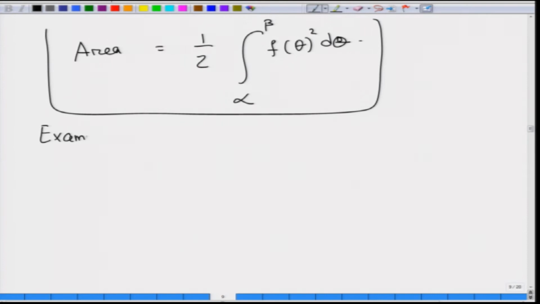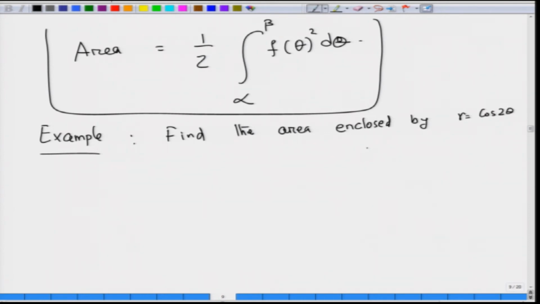So, now let us do some example. Find the area enclosed by the 4-leaved curve r equal to cos 2 theta.